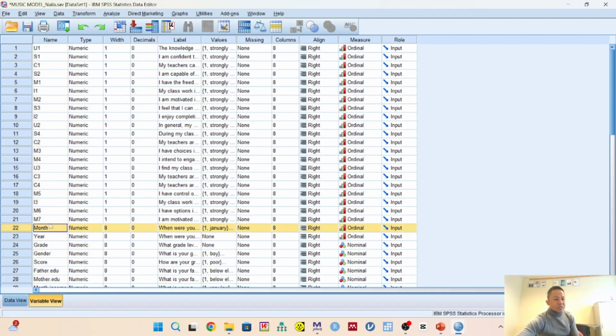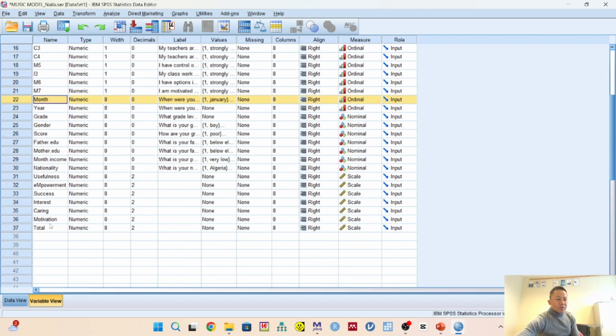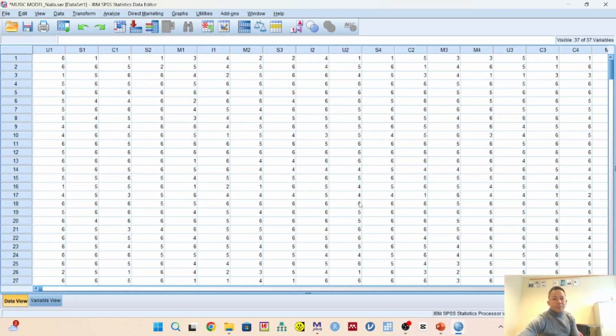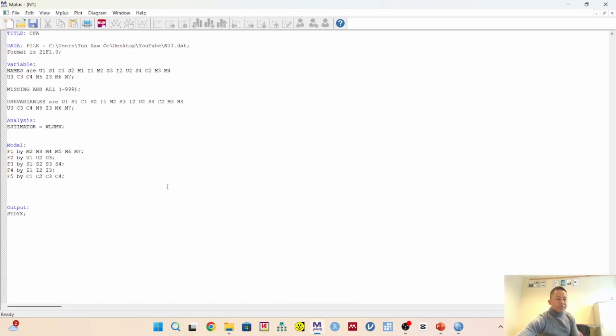This is theoretically divided. We call it the Mplus model. The first one is empowerment, success, interest, caring, motivation. These are the 5 patterns. We divided these 21 items into 5 patterns. These are the data. Let's keep going to Mplus.